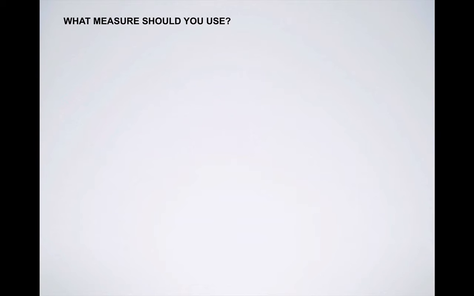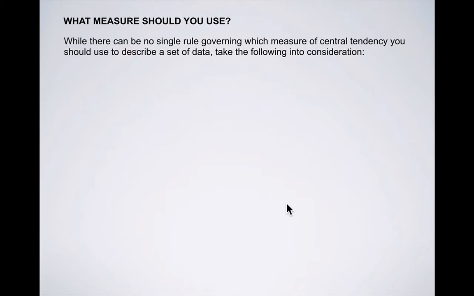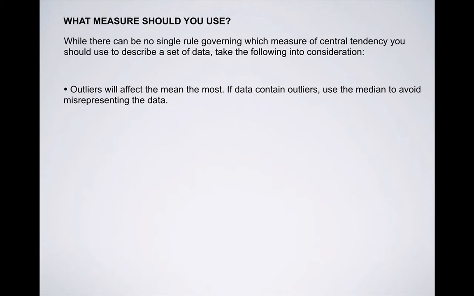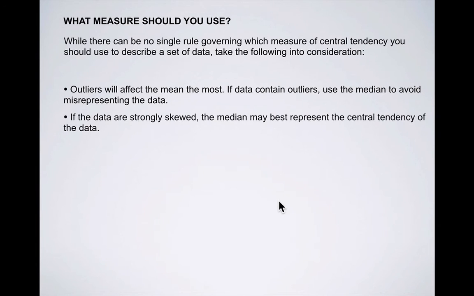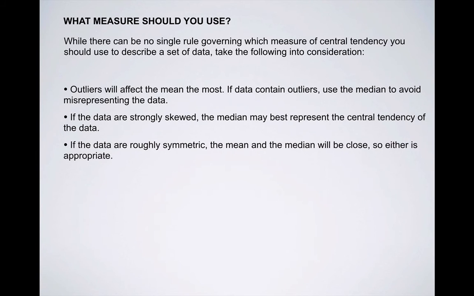Now, the question is, what measure of central tendency should you use when looking at data? While there is no single rule governing which measure of central tendency you should use to describe a set of data, you should take the following into consideration. First of all, outliers will affect the mean the most. If the data contains outliers, use the median to avoid misrepresenting the data. If the data are strongly skewed, the median might be the best measure of central tendency. If the data is roughly symmetric, the mean and the median will be close, so either would be appropriate.